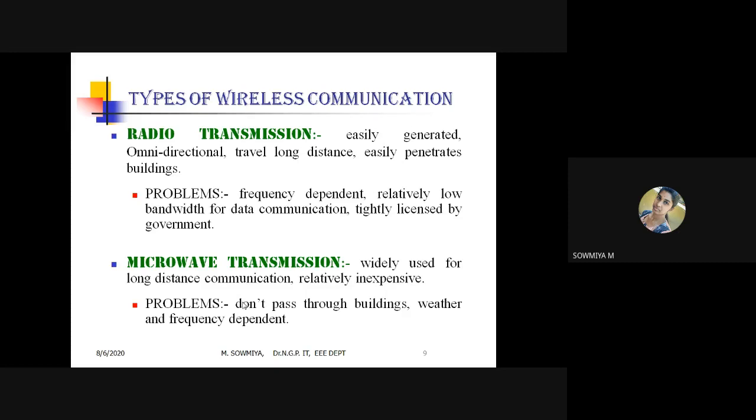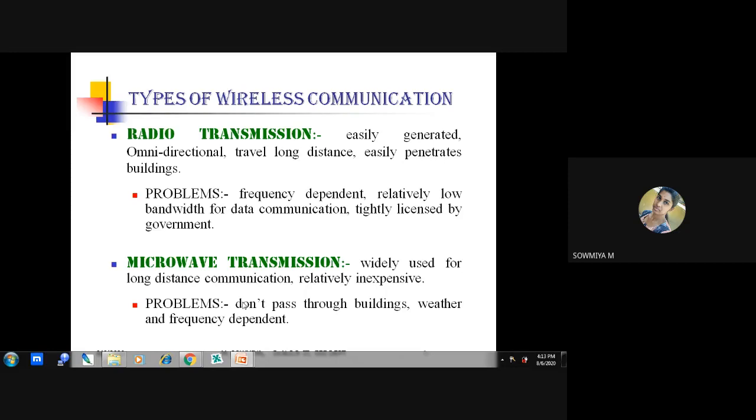In this case, radio transmission is tightly licensed by the government. We can only access it after getting a license from the government. One more important drawback is that it is dependent on frequency. If the frequency becomes a little higher or lower, it will interrupt our hearing. Also, the radio system only offers low bandwidth for data communication.